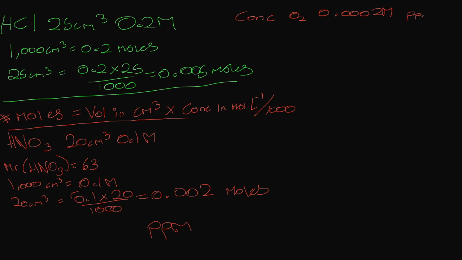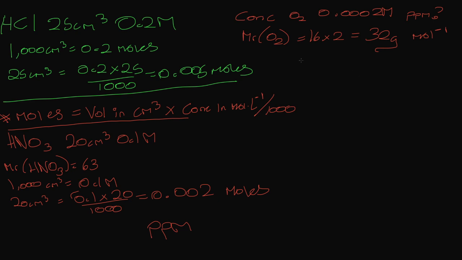So we want it in ppm, okay? The molar mass of oxygen is equal to 16 multiplied by 2, because the atomic mass of one oxygen is 16. We have two of them, so you get 32 g/mol, okay? So there are 0.0002 moles of dissolved oxygen in 1 liter of the water sample.